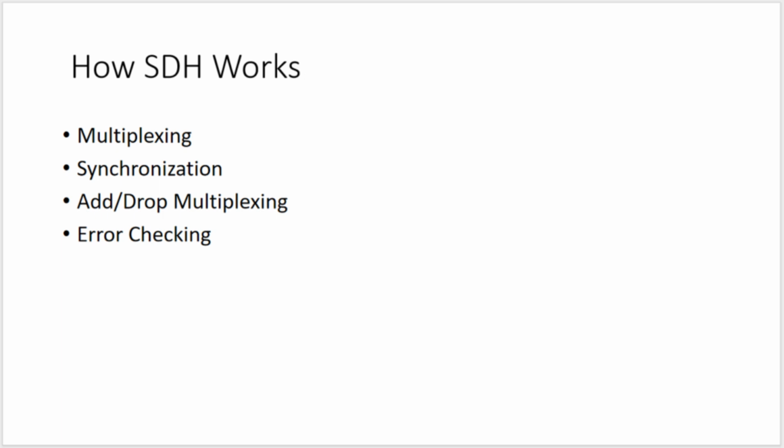And number 3 is add and drop multiplexing. SDH supports adding or dropping specific data streams without affecting the rest of the signals. This is done using an ADM, add and drop multiplexer, making it effective for branching out data. And the last one is error checking. SDH employs advanced error detection and correction using parity bits and bit-interleaved parity to ensure data integrity.